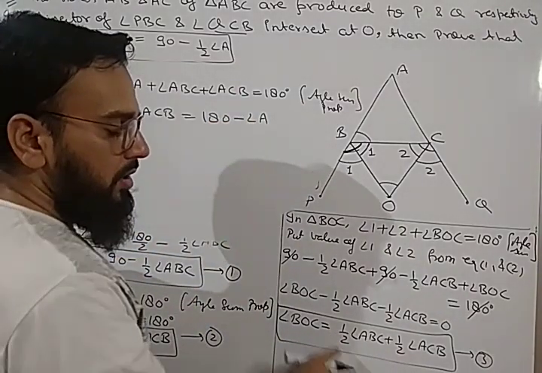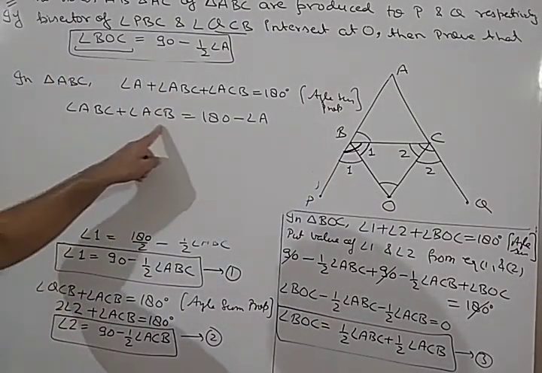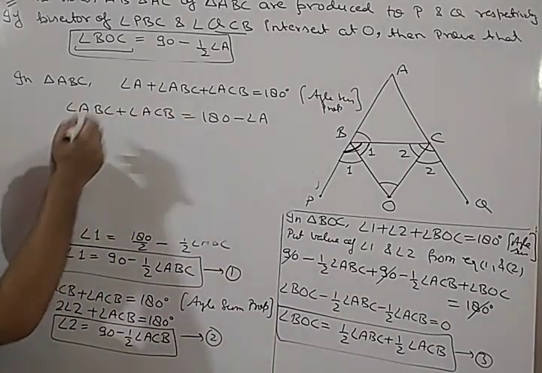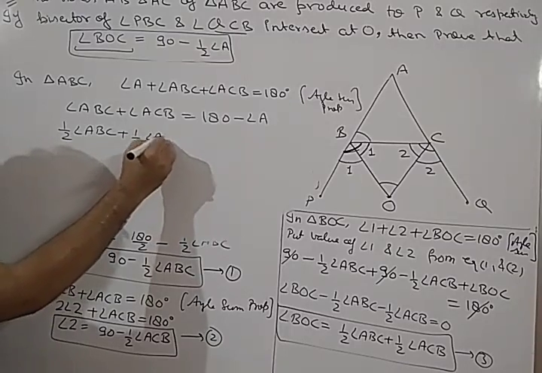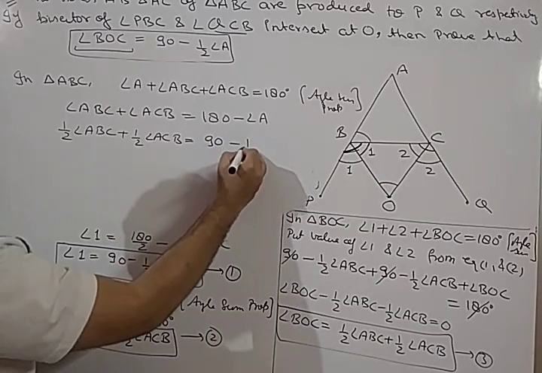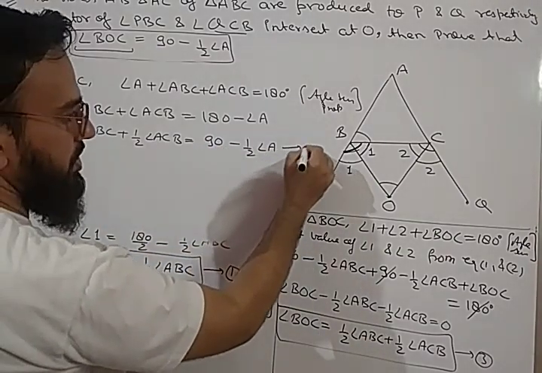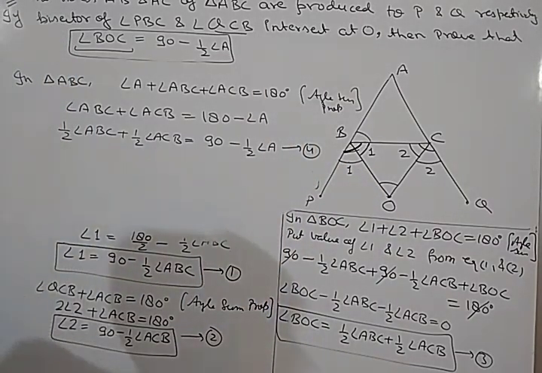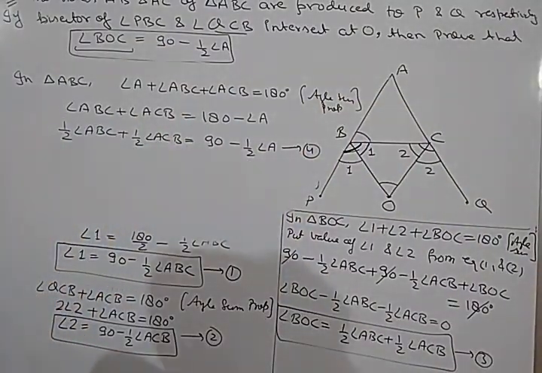And in the third equation, here it is half of angle ABC and half of angle ACB, and it is ABC plus ACB. So if we take half on both sides, we will get half of angle ABC plus half of angle ACB equal to half of 180, that will be 90 minus half of angle A. Okay, let us consider this equation as equation number 4. Clear? We have got this equation from triangle ABC using angle sum property. We get this as equation number 4.